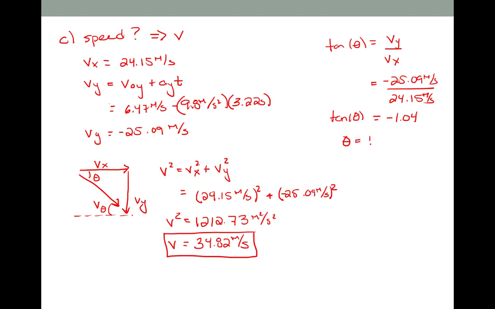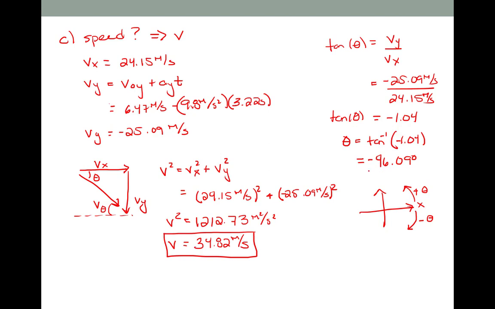I can then take the inverse tangent to find the value of theta, and I get it to be negative 46.09 degrees. And you might be wondering about that negative sign. Well, by convention, remember, angles that are measured from the x-axis counterclockwise are positive, and angles that are measured from the x-axis clockwise are negative. Our angle starts at the x-axis and heads downward, so that makes sense.